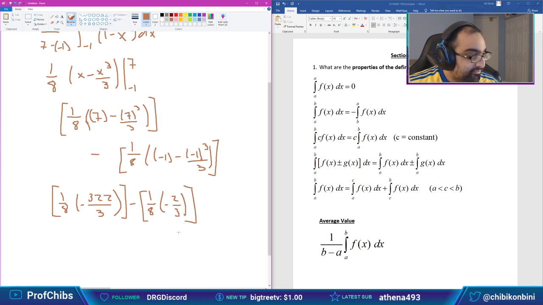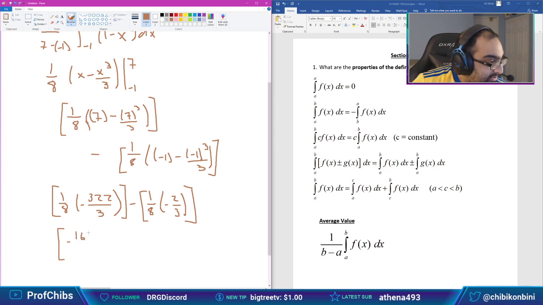All right. Let's go ahead and figure out what we have here. I'm just going to do this straight up on the calculator here. Not going to really have to guess here. If you do this left side out here, you're going to get negative 161 over 12. And then here, you're going to get negative 2 over 24, so this will be negative 1 over 12.